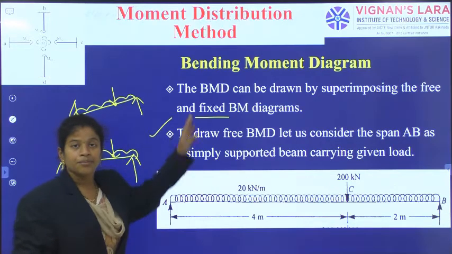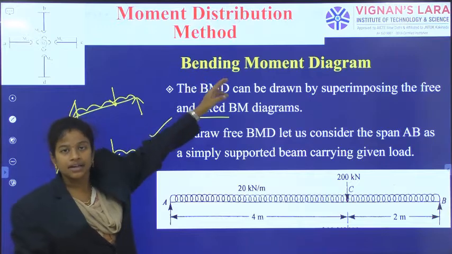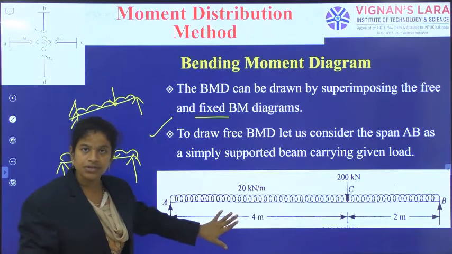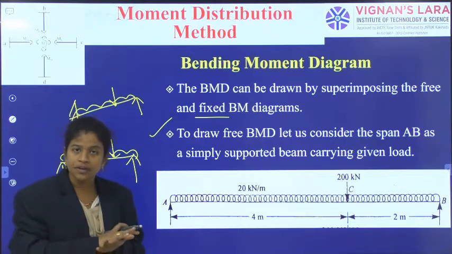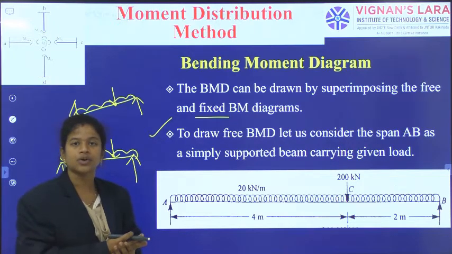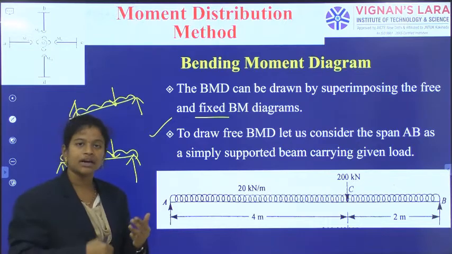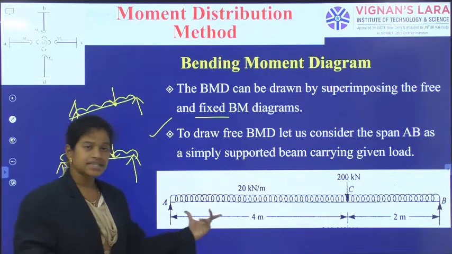Why have I done this? Because for getting the actual bending moment diagram, this is the step. I have to generate the individual free bending moment diagram and involve the support moment diagram. Merging or superimposing those two, you can calculate the actual bending moment diagram. Okay, so this is the structure.